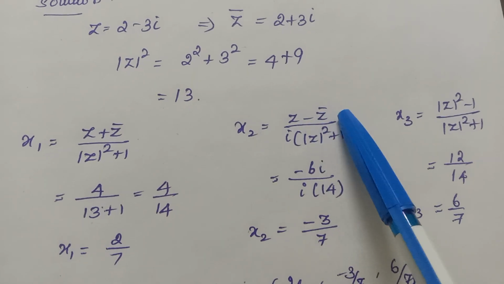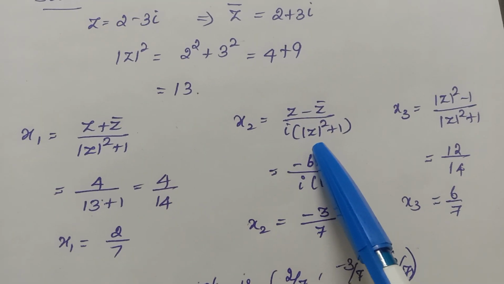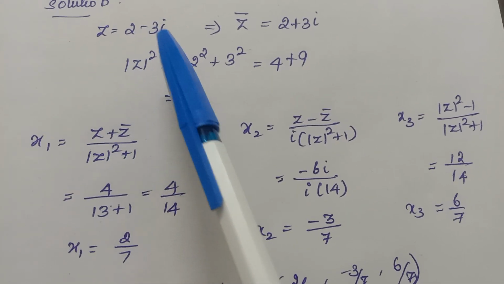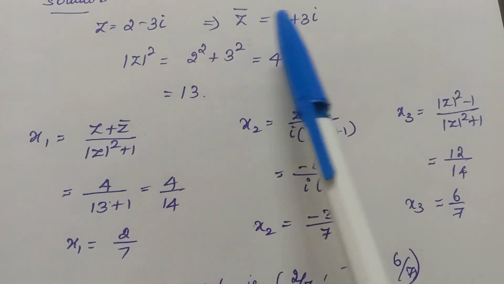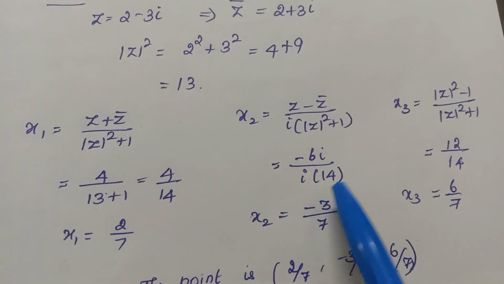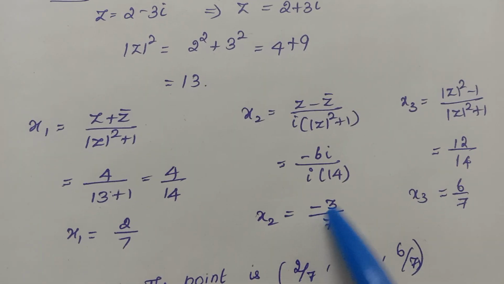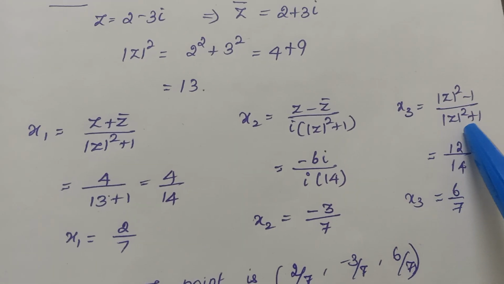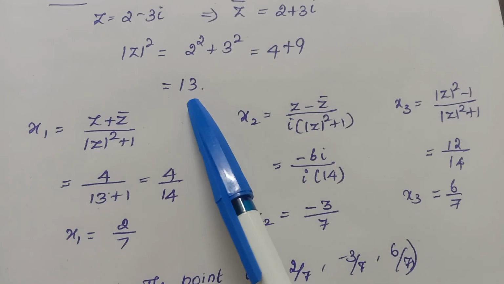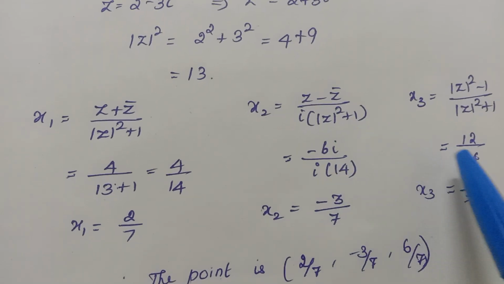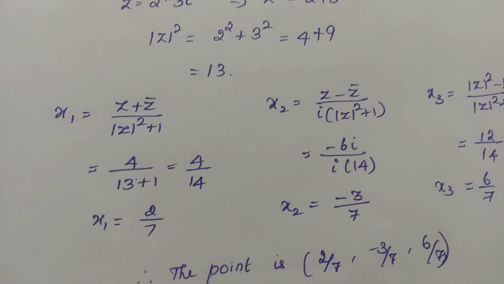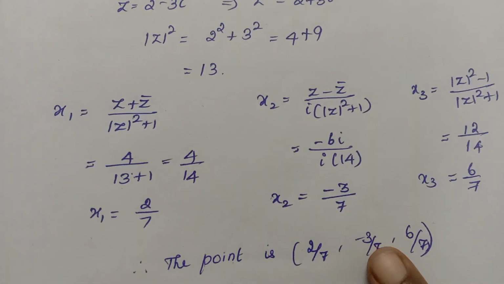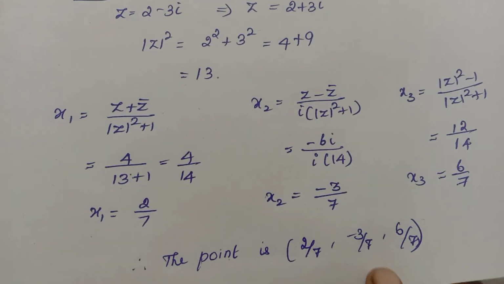And x2 = (z − z̄)/(i(|z|² + 1)). What is z − z̄? The 2 gets cancelled, and −3i − 3i gives −6i, divided by i times 14. The i gets cancelled, so x2 = −3/7. And x3 = (|z|² − 1)/(|z|² + 1), so 13 − 1 is 12, and 12/14 is 6/7. So the corresponding point on the sphere is (2/7, −3/7, 6/7).